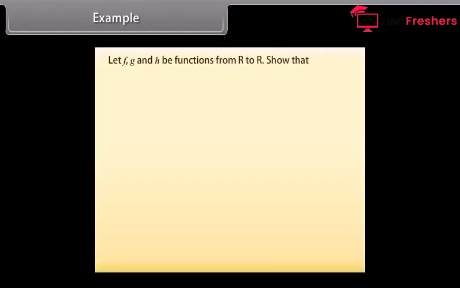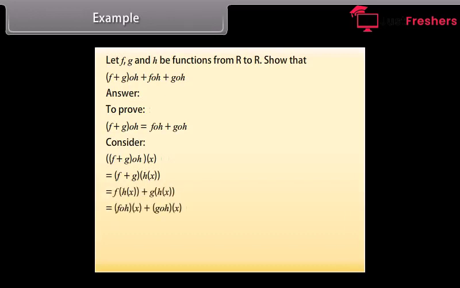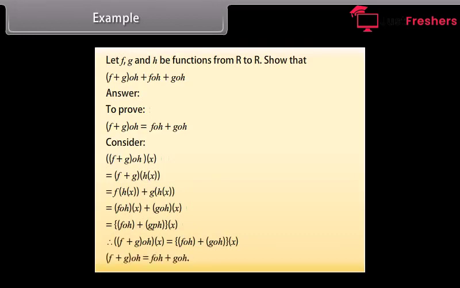Example. Let f, g and h be functions from R to R. Show that f plus g of h is equal to f of h plus g of h. Answer. To prove f plus g of h is equal to f of h plus g of h, consider f plus g of h of x, which is equal to f plus g of h of x. On solving we get f plus g of h is equal to f of h plus g of h. Hence proved.